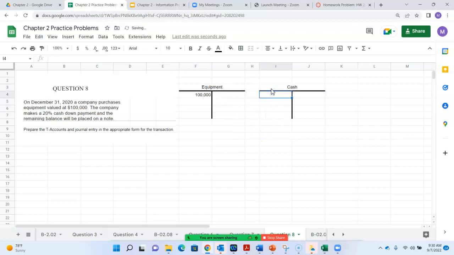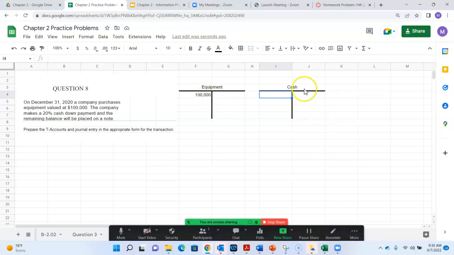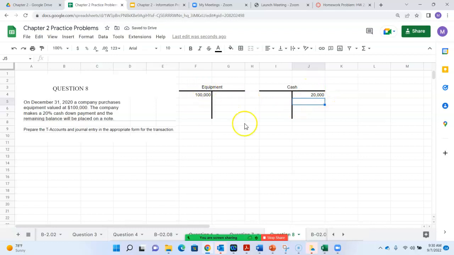And what else? We're paying. Cash is going out. The company makes a 20% cash down payment. So what's 20% of 100,000? That's simply 20,000. And cash is decreasing, therefore we're going to credit the amount. There we go. Notice, though, that our debits and our credits do not equal each other. There's an important last part that we forgot: the remaining balance will be placed on a note. So let's copy this, and instead of cash, we'll call it note payable.